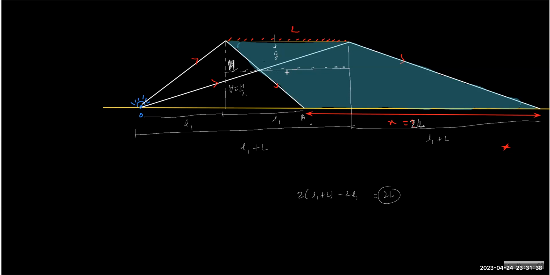At the instant when Y is H by 2, what is the speed of A? I'm releasing from rest at height H. So when the height of the mirror is H, the speed of the mirror is 0. But as it comes to H by 2, it will have some velocity, and the spot will be moving towards the right with some speed. What is the speed of the spot? Is my question clear? Yes, sir.